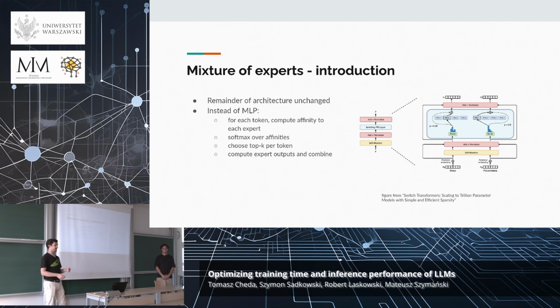Once we have computed that softmax, we can choose the top K experts and only send the token to that part of the network, those top K experts most suited. And once we have computed those expert outputs, we can combine them and process the token further through the network as usual.